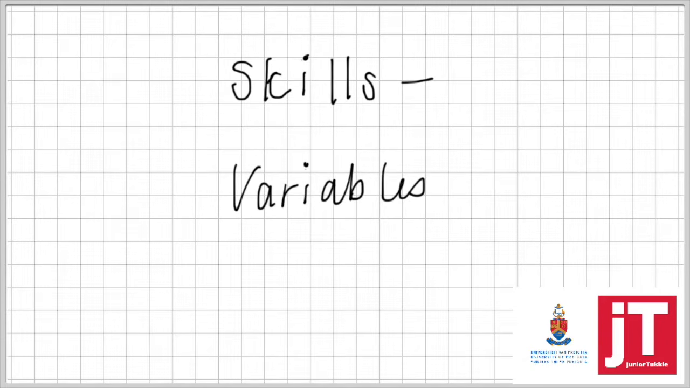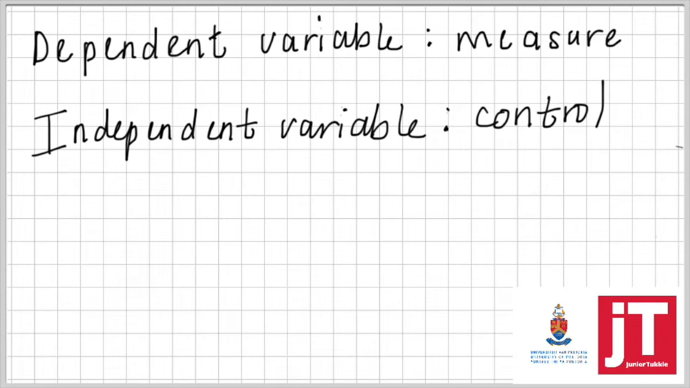This section of videos is on the skills, and in this part of the video I'm going to be dealing with variables. Variables is a very important part of grade 10, 11 and 12. If you do not understand variables, you will have struggles with drawing graphs as well. Now, a dependent variable is a variable that you measure. If you remember this definition, it'll be easy for you to apply your information to every experiment that you get.